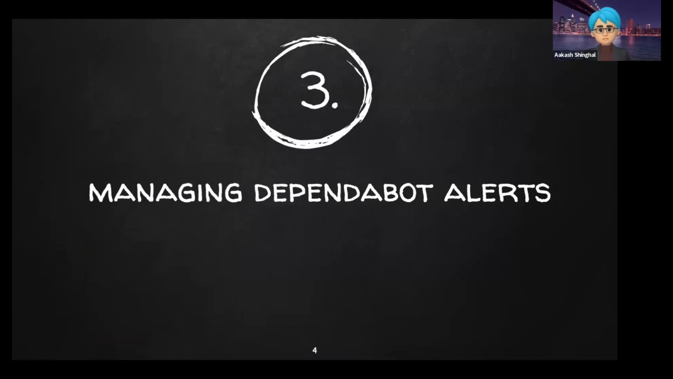So next one is managing Dependabot alerts. I just told you about the dependency graph. The dependency graph keeps a record of all the dependencies being used in the project. So if GitHub identifies the presence of any vulnerability in those dependencies, it creates Dependabot alerts for them. How we can see it and how we can enable it, let's see.